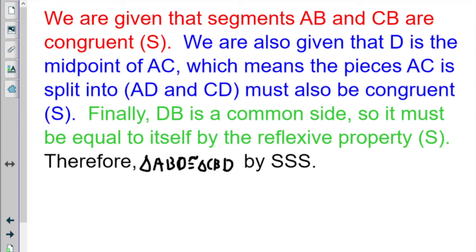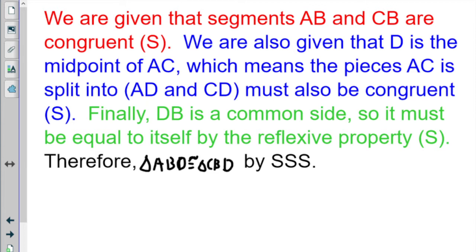And then I went on, this is step 2 into step 3, to explain how that connects to our pair of sides. It means that A to C is split into 2 equal pieces. Those pieces must be congruent. So I explain how I get from midpoint to those 2 sides being the same. Finally, D to B is a common side, so it must be equal to itself by the reflexive property. Again, I put side in parentheses to get my final side. Therefore, triangle ABD is congruent to triangle CBD.